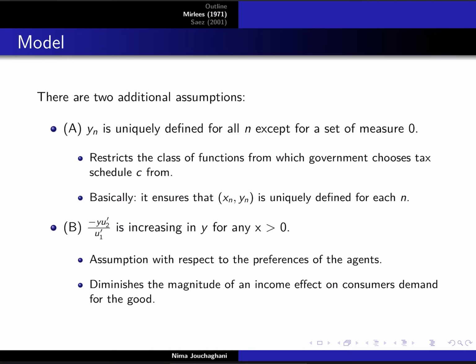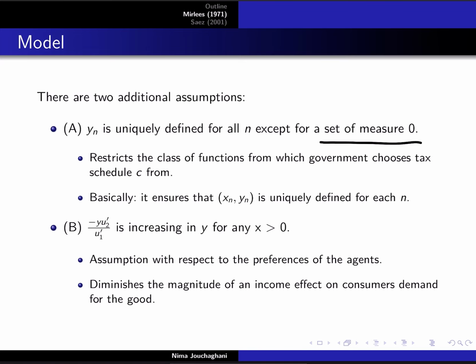So assumption A is basically saying that Yn is uniquely defined for all n except for a set of measure 0. Do not worry so much about this, it is just a technical thing. Basically what it does is it further restricts the class of functions from which the government chooses a tax schedule C.